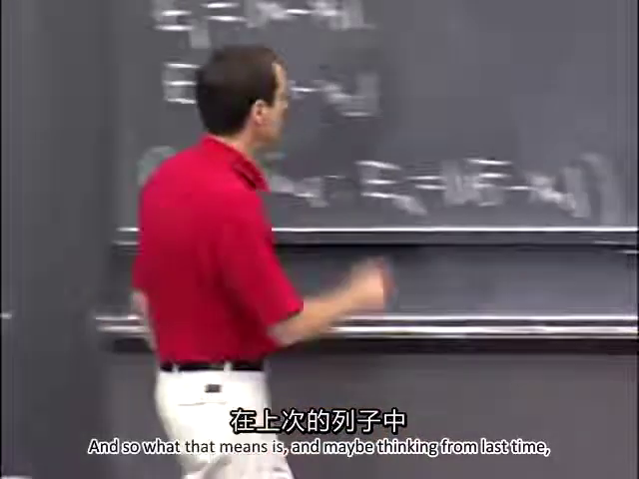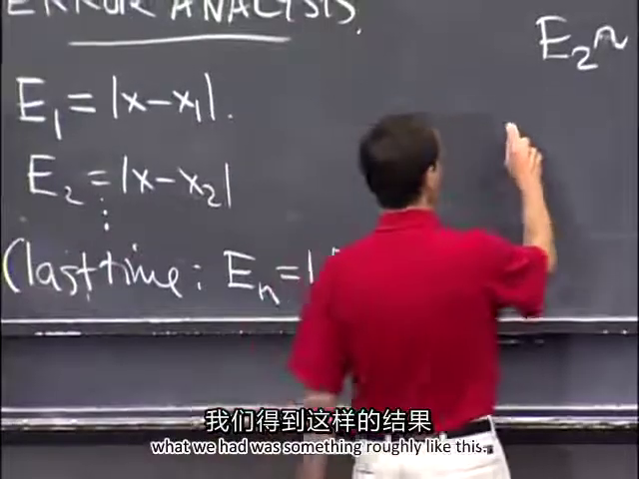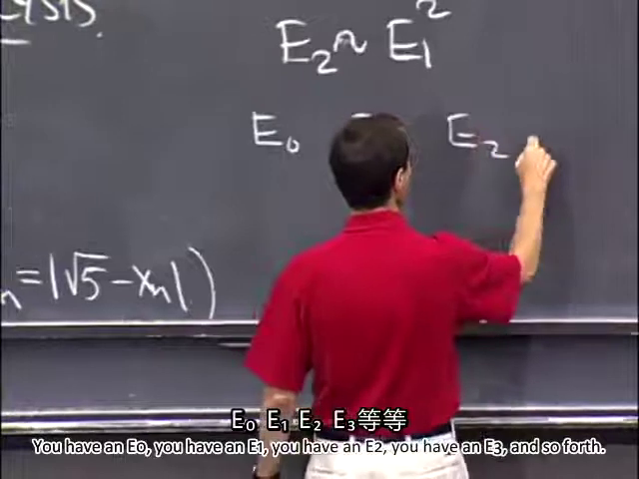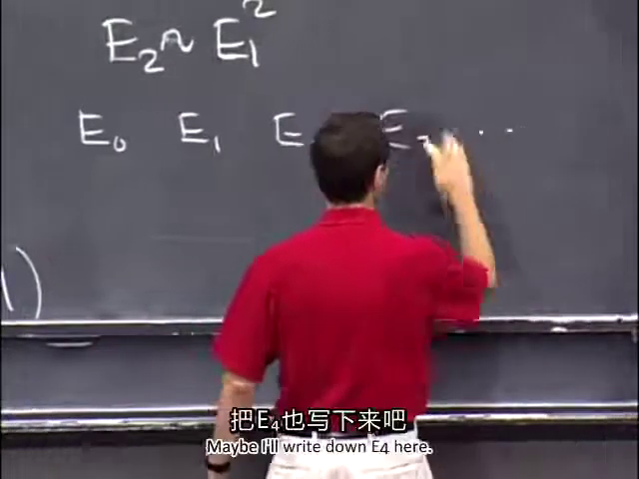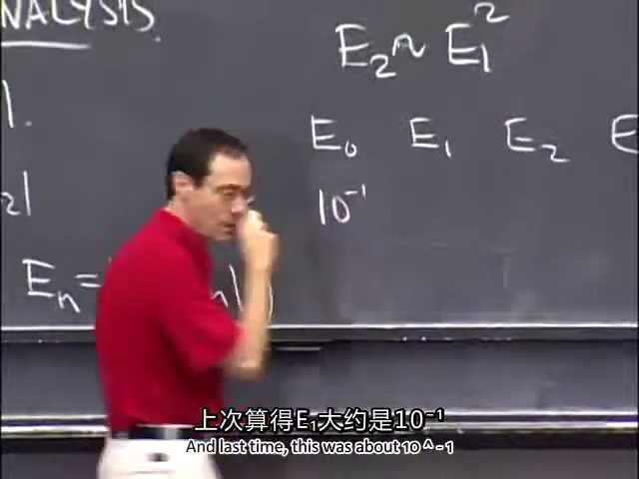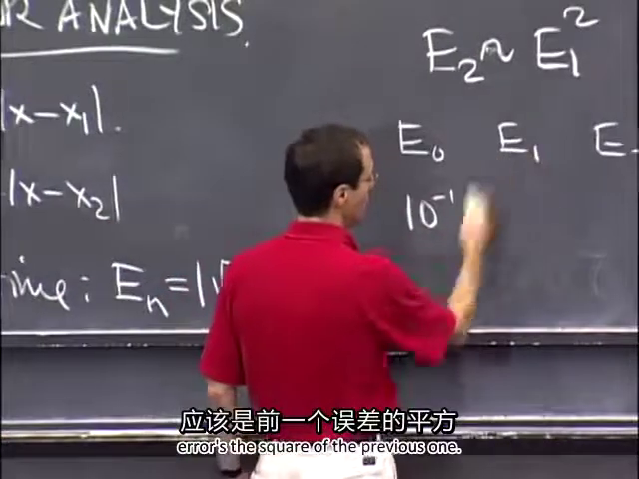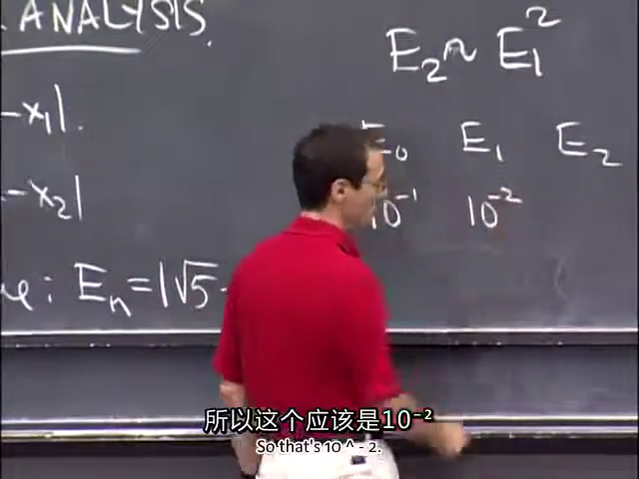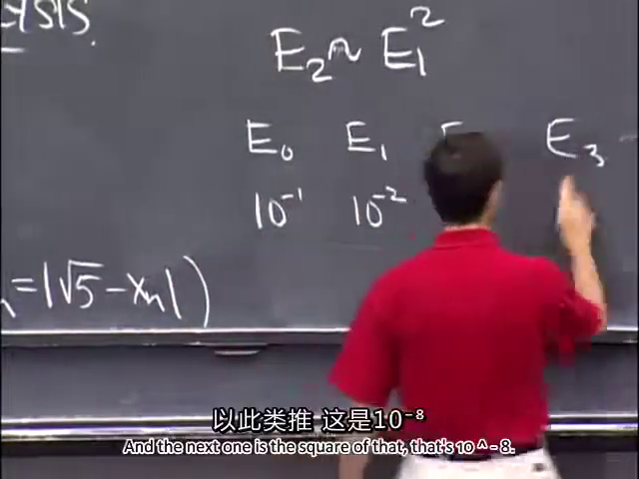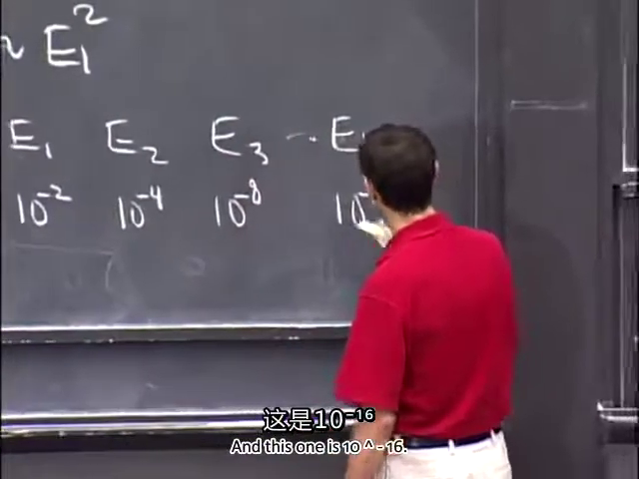And so what that means, thinking from last time, is that we had something roughly like this. You have an E0, an E1, an E2, an E3, and so forth. Maybe I'll write down E4 here. Last time, this was about 10 to the minus 1. So the expectation based on this rule is that the next error is the square of the previous one, so that's 10 to the minus 2. The next one is the square of the previous one, so that's 10 to the minus 4. The next is the square of that, 10 to the minus 8th. And this one is 10 to the minus 16th.